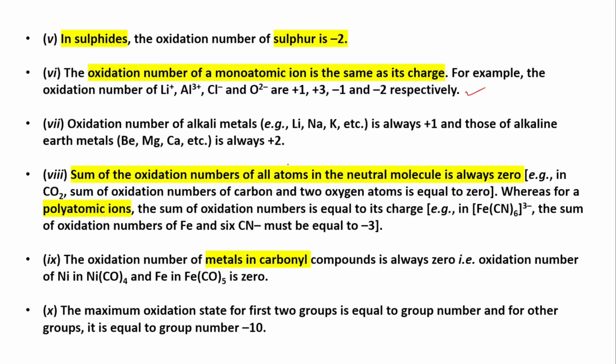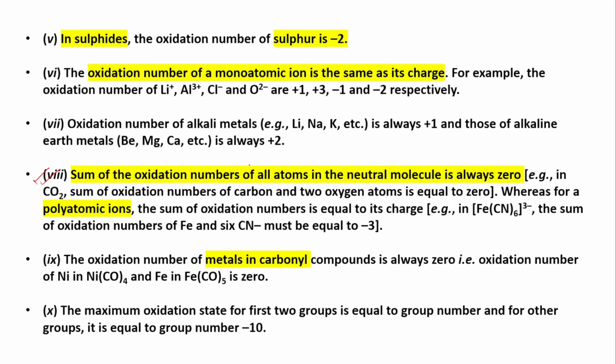Now, the oxidation number of alkali metals like lithium, sodium, potassium is always +1, and alkaline earth metals are always +2 because of their valencies. Now, the sum of the oxidation numbers of all atoms in a molecule is always 0. This point is very important.